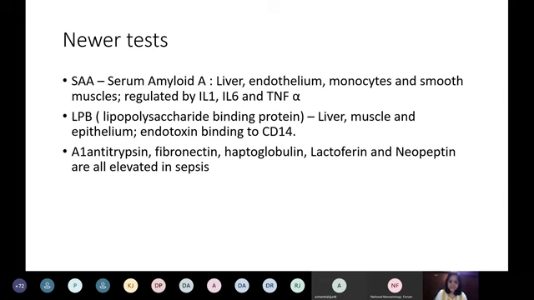So the next other things are alpha-1 antitrypsin, fibronectin, haptoglobulin, lactoferrin and neopterin. These are all elevated in sepsis except for fibronectin. Fibronectin will be reduced in sepsis. Normally, normal levels would be, if it is 1 to 10, it would be less in neonatal sepsis.